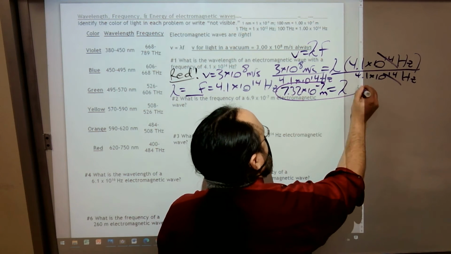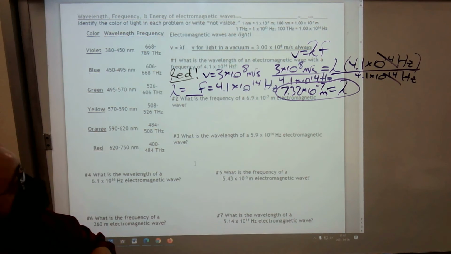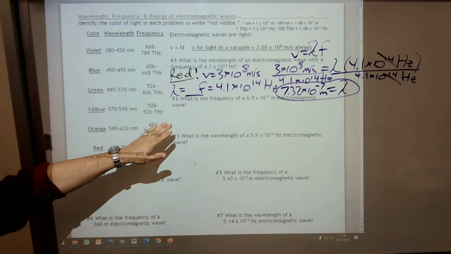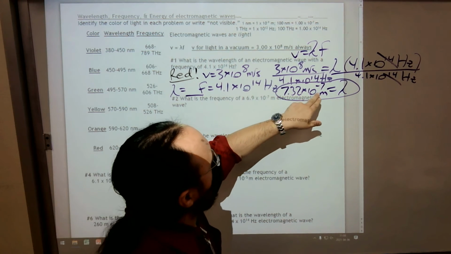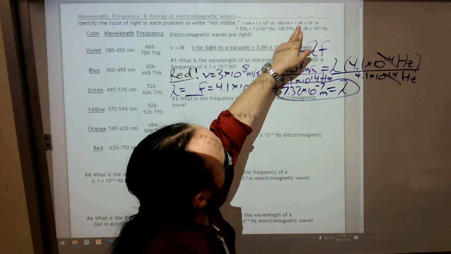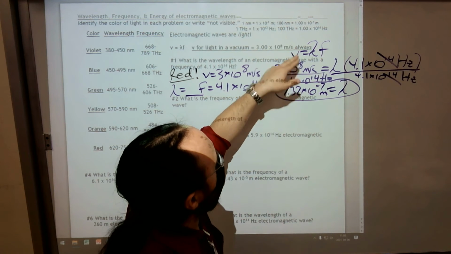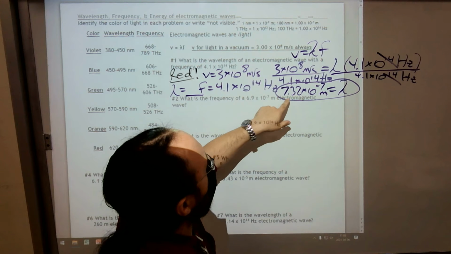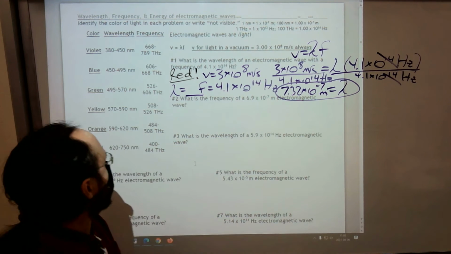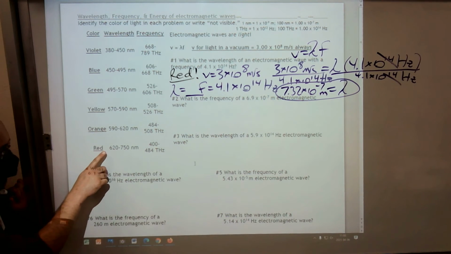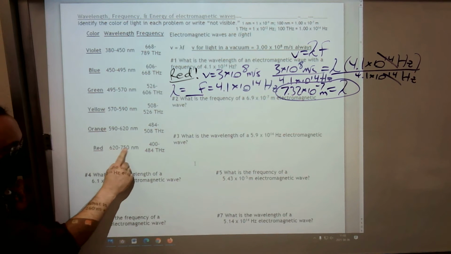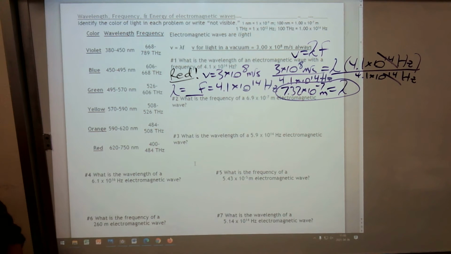Okay, that's my answer. And you can check too, because we know this one's red. So I can go check. Okay, 7.32 times 10 to the negative 7. 1 times 10 to the negative 7 is 100. So 7 times 10 to the negative 7 is 700. So we're looking for 732. Let's make sure that's red. So red. Yeah, 732 is within that range. So we're good. We did it right. Isn't that neat? You can check your answers. I've also got the answers here.